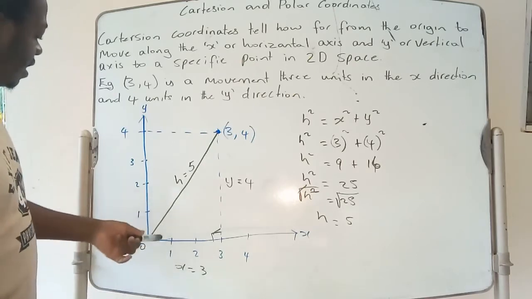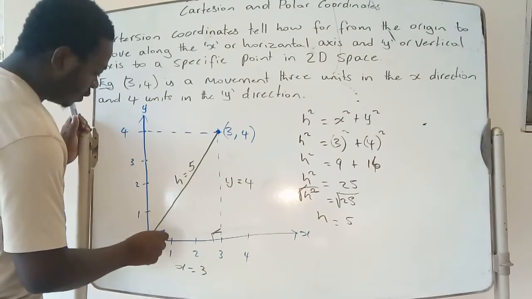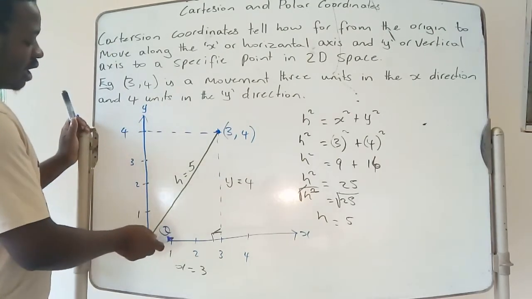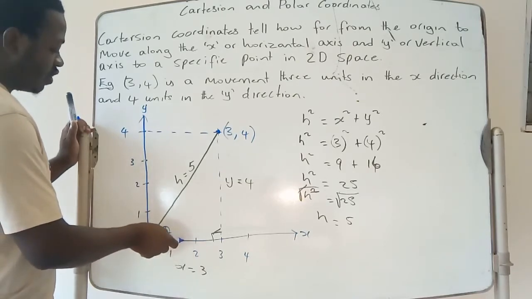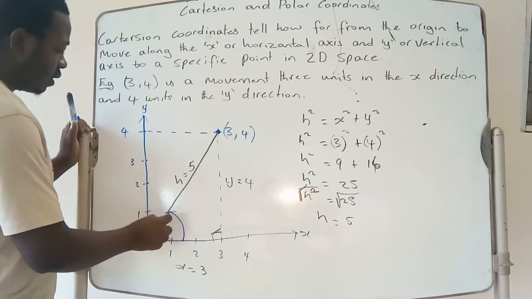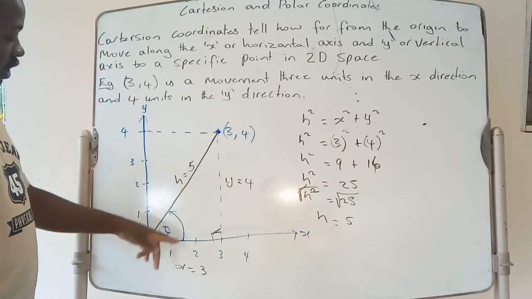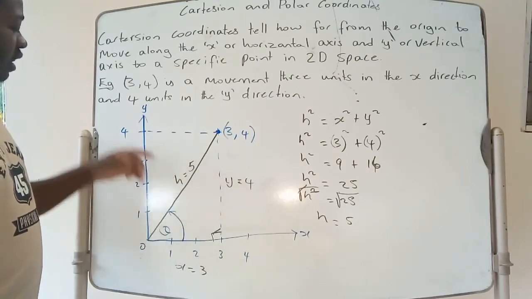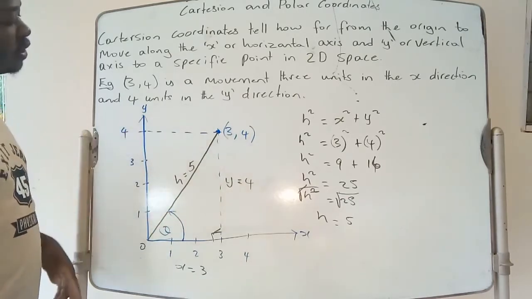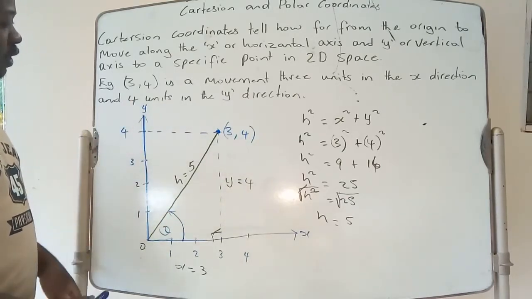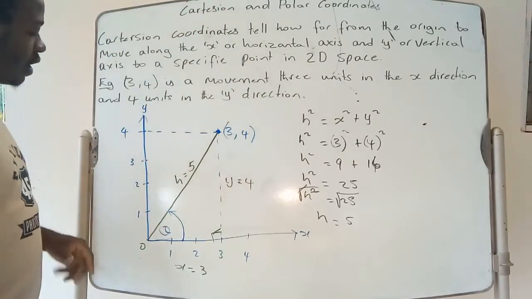Now let's say that the angle formed here, we call it theta. And this angle is measured in an anti-clockwise direction from the x-axis. So it is measured in this direction. Right? Do you think that you could use this angle with the length h to determine this point? Yes, you could. And what that is called is polar coordinates. Alright?